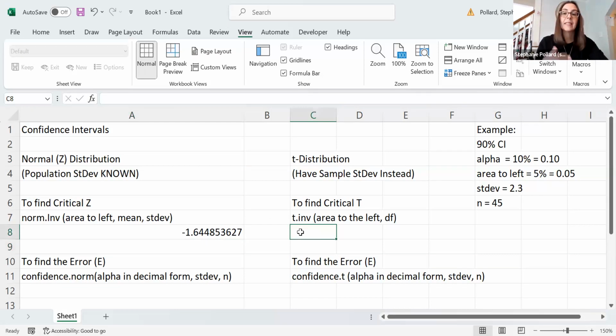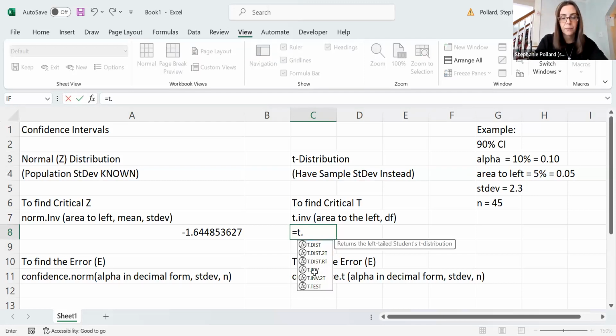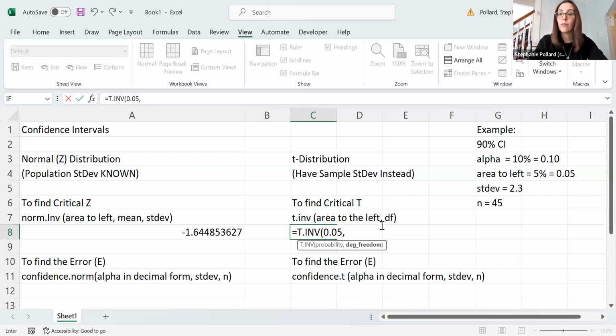If this happened to be sample data instead, you would do something very similar. So I would start typing T inverse instead. I would still give the area to the left, so 0.05. And then what happens here is you need your degrees of freedom.